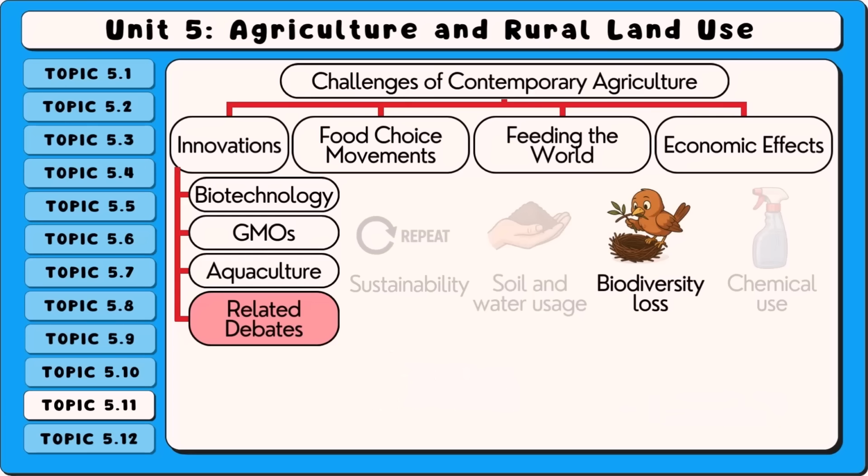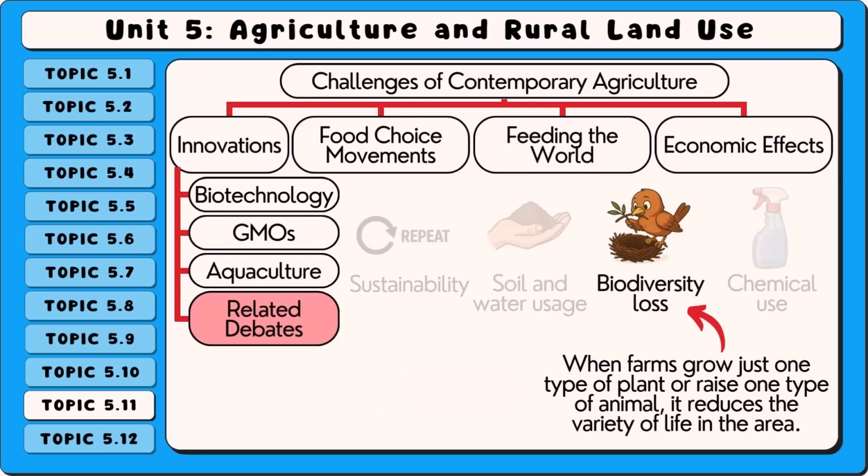Third is biodiversity. When farms grow just one type of plant or raise one type of animal, it reduces the variety of life in the area. Less biodiversity makes ecosystems weaker and more likely to break down when problems happen, like disease or weather changes.